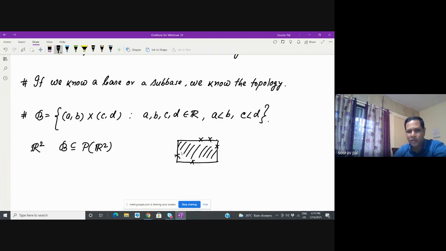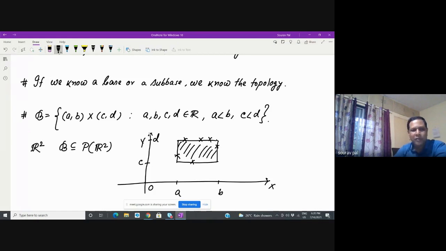Because we have chosen the open intervals. So this is what we have in R2. If this is the origin, this is your x-axis and this is your y-axis. And if you have this to be your (a,b) and this to be your (c,d), then if you take their Cartesian product, you have such an open rectangle. Now, if you collect all such open rectangles, then they will generate a topology. You just declare it to be base.